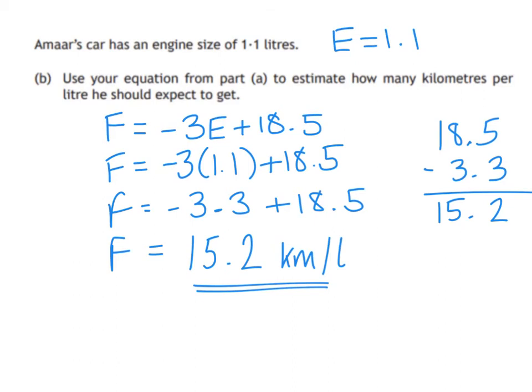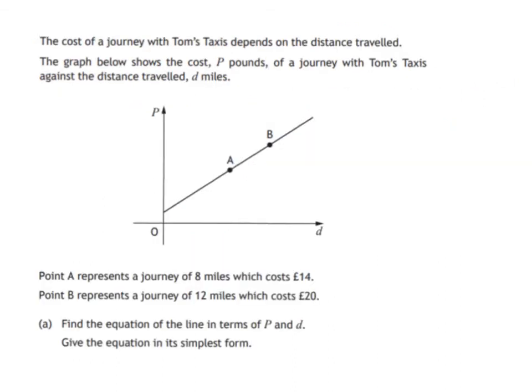Okay, let's have a look at, again from an exam paper. We have the cost of a journey with Tom's taxi depends on the distance travelled. We know that the longer you travel, the more your cost. The graph shows the cost in pounds along with the distance, and they've marked on A and B. Point A represents 8 miles, which costs 14, so that would be along 8, up 14. And point B represents a 12-mile journey, which costs £20. So the coordinates we're going to use here are (8, 14) and (12, 20).